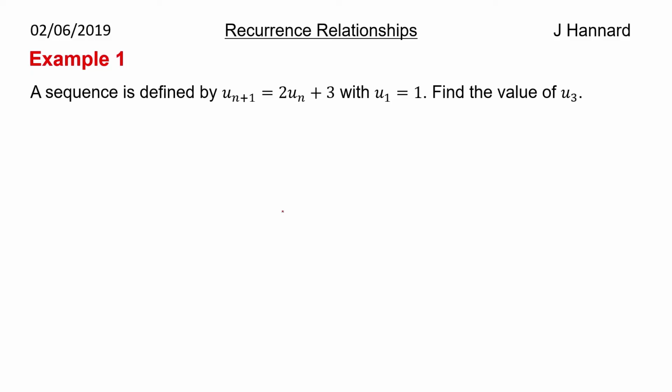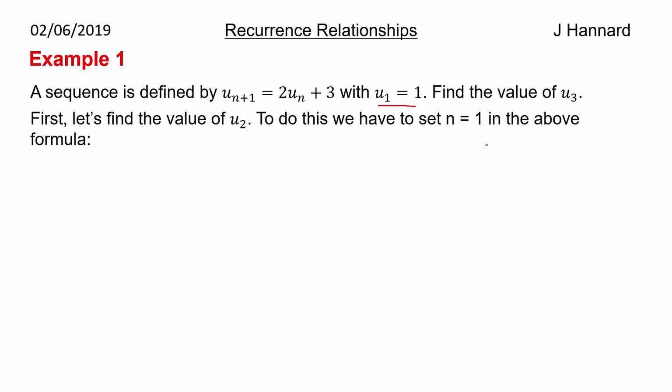So first of all, we know what u1 is. To get u3, we're going to have to set n equal to 2, so that means we need to know u2. So you're sort of working backwards on these. We need to know u2, so that means n equals 1, so we need u1. We've got u1 equals 1. So let's go into it.